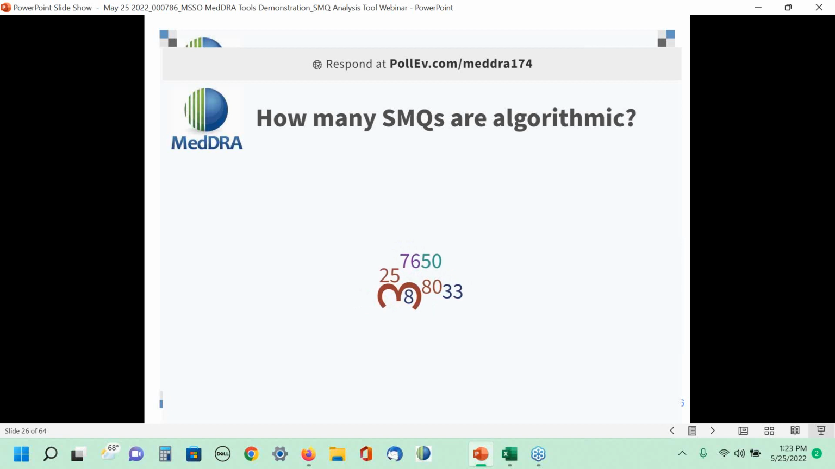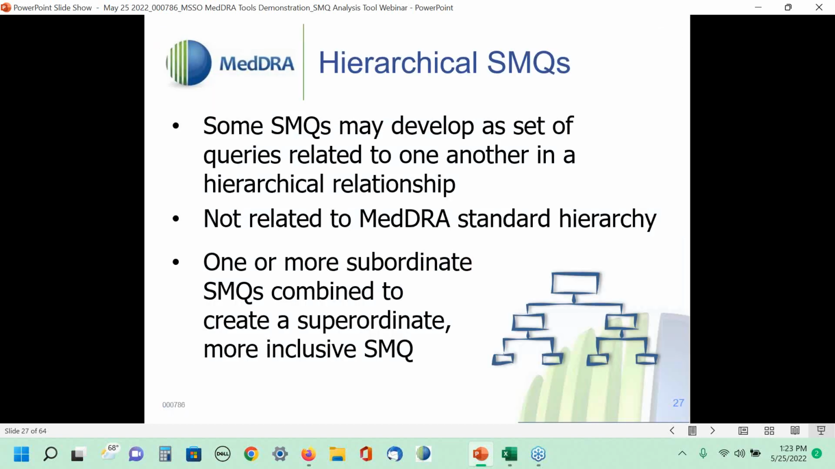So again, a wide range, as few as 3, and now we have people saying as many as 80. The correct answer is 10. 10 of the SMQs, level 1 SMQs, are algorithmic in nature. And in fact, each one has its own unique algorithm. So if you're thinking about using one of those SMQs, then you need to consult a reference such as the SMQ Introductory Guide to explain to you what the algorithm is for that SMQ.